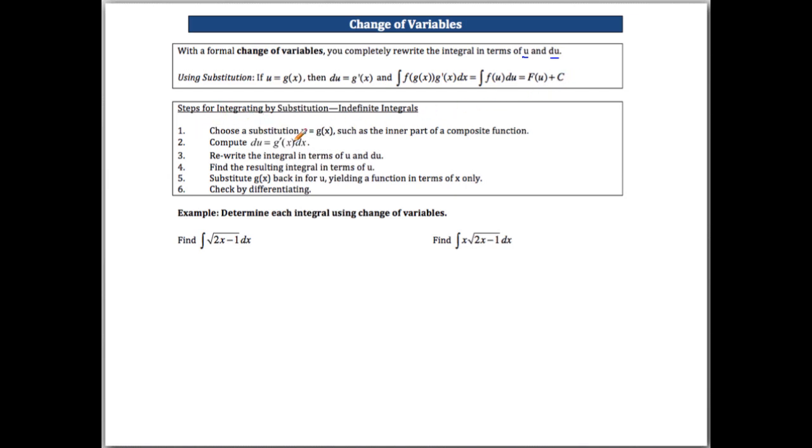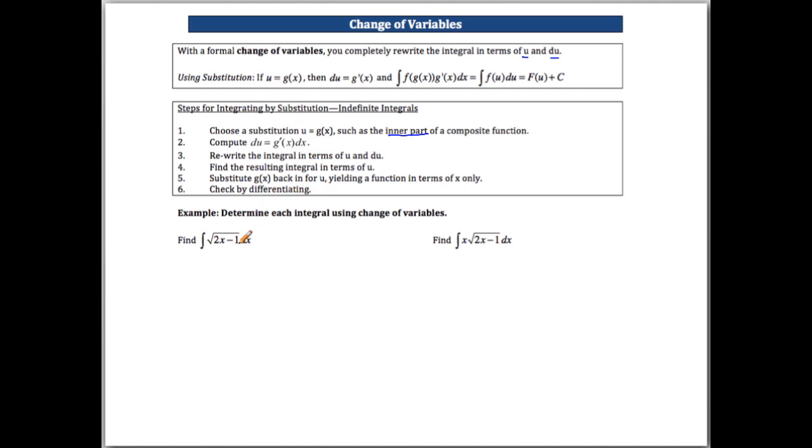So what we want to do here is choose a substitution, u equals g of x, and this is most likely going to be the inner part of a composite function. And then we want to find du, which is the same thing as g prime of x dx. Now we want to rewrite the entire integral in terms of u and du. So it means getting rid of all of the g of x's, g prime of x, and the dx. Then we want to find the integral in terms of u, and then substitute g of x back in for u, yielding your function in terms of x only. And then again, you can always check your answer by differentiating.